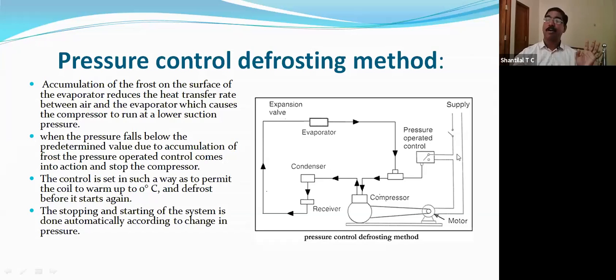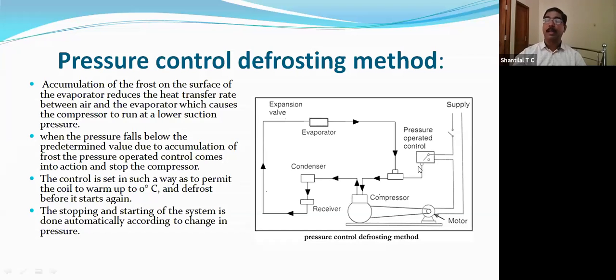Once the system is cut off, what happens inside? The temperature inside the evaporator increases and the frost melts. By that, the frost is melting with the help of a pressure control method. Okay, so this is the pressure controlling defrosting method. In this method, a pressure operating control device will be there.